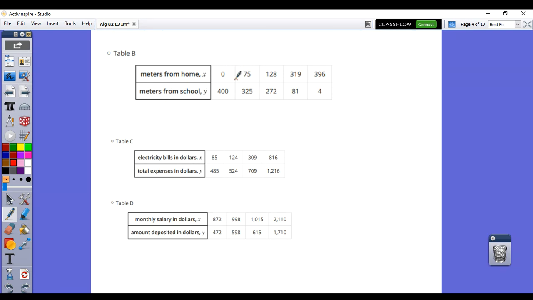B, as it looks like, the Y value is going down as the X is going up. For C, the Y is going up as X is going up. That's one of the relationships you want to try and look for. And D, as X goes up, Y is also going up, but they have some equations.